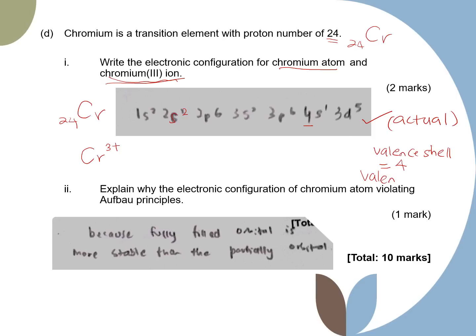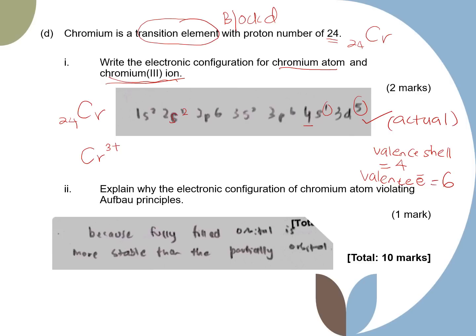What is the valence electron? The valence electron is 1 plus 5. This is a transition element, from the D block. The number of valence electrons also determines the group number. So we have 1 plus 5, so it is from group 6. So we have 6 valence electrons in chromium.